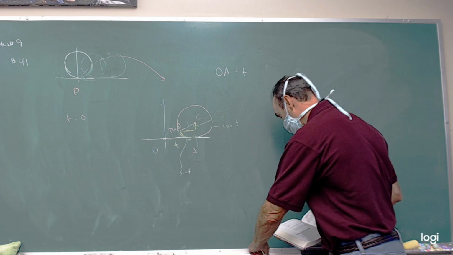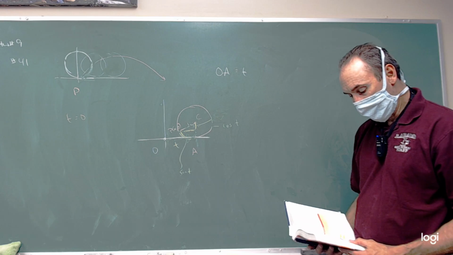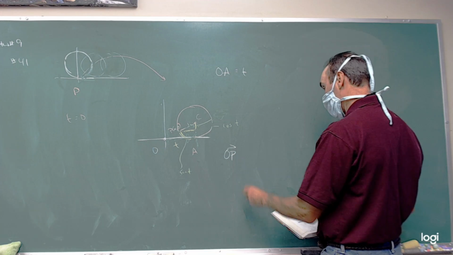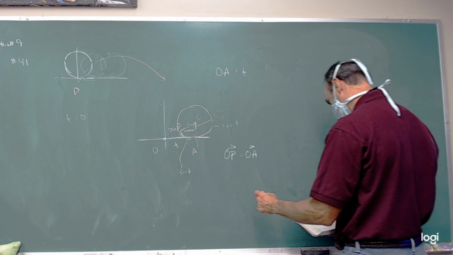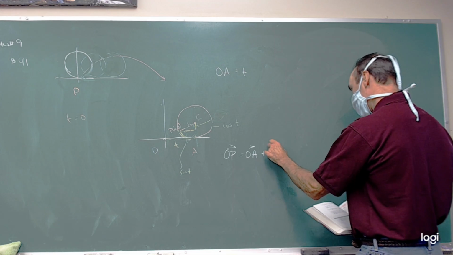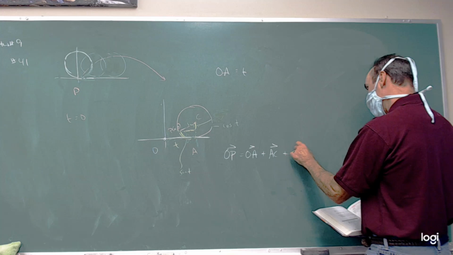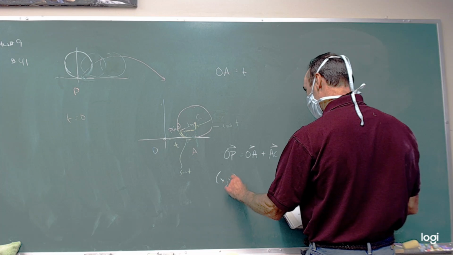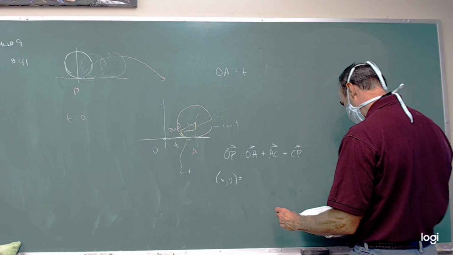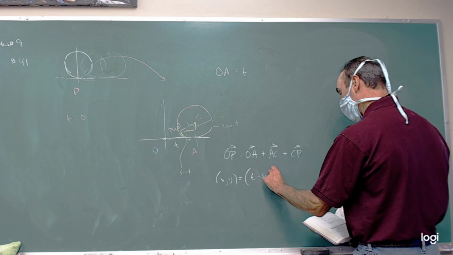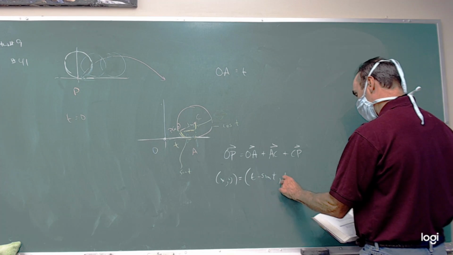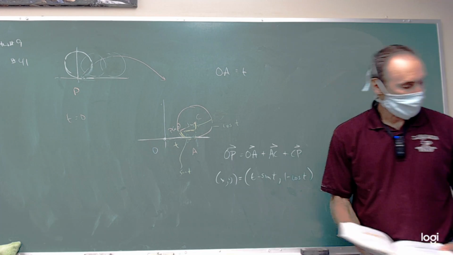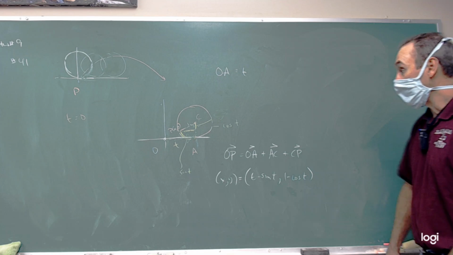Part B gets a little even more challenging. So use the fact that vector OP is equal to vector OA plus vector AC plus vector CP to show that, oh goodness, that XY, we're going to try to convince you of, is equal to T minus sine T, comma, 1 minus cosine T. And then from there we can get the parametric equations. This is going to be the challenge. All right, here we go.